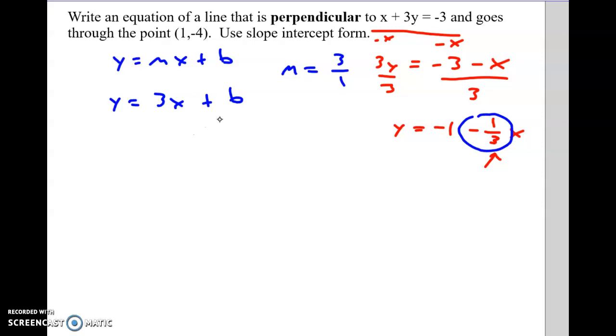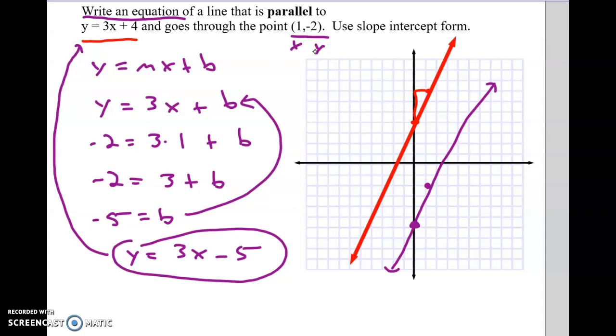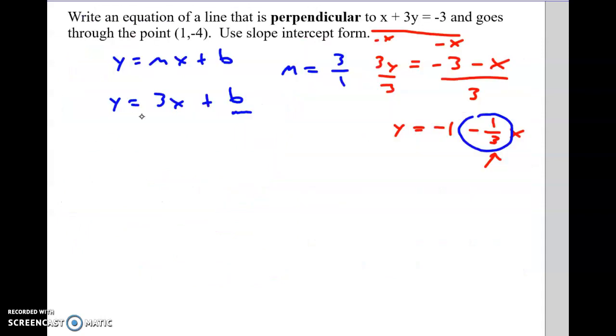Okay, and then it's the exact same thing as before, where I want to find this b, this y-intercept. So it's just like the previous question, where we can plug in the point for x and y. That's what we did right there, plug it in, and then solve it for b. Okay, so if I do that here, I'm going to put negative 4 for y, I'm going to put 1 for x, and b is unknown at this time. And then if I solve this, 3 times 1 is 3, and then subtract 3 from both sides, we get negative 7 equals b.